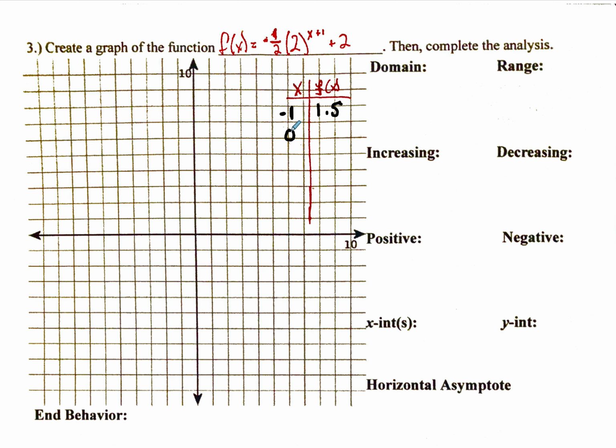Now maybe I'll plug in 0. If I plug in 0, I get 0 plus 1 is 1. 2 to the power of 1 is 2. Negative 1/2 times 2 is negative 1. Negative 1 plus 2 is positive 1.